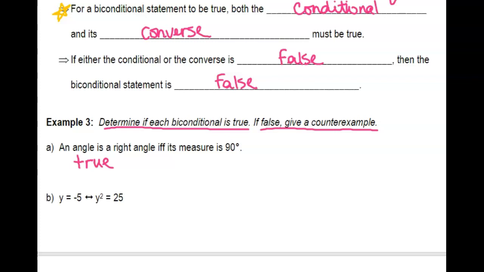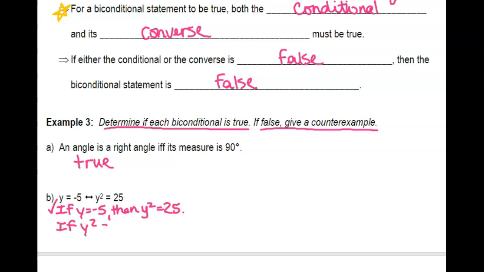Let's look at part B. Part B says y equals -5 if and only if y squared equals 25. Now this one is a little bit harder to imagine because it's an equation. So if y equals -5, then y squared equals 25. Is that true? If y equals -5, then if you square it, do you get 25? Yeah, you sure do.